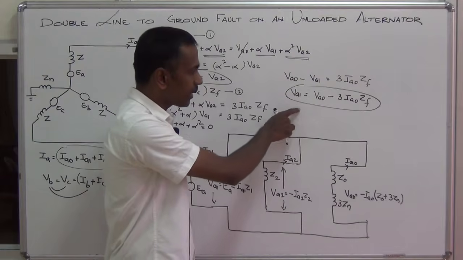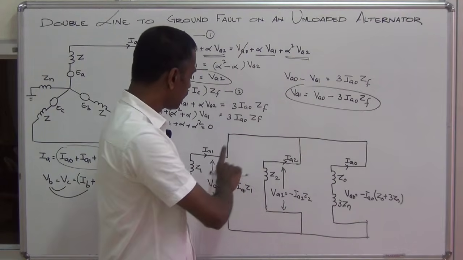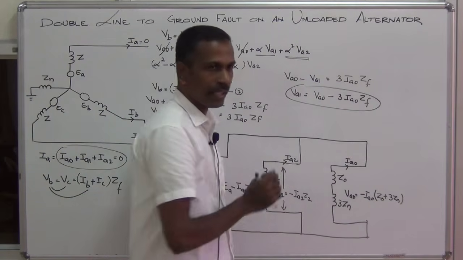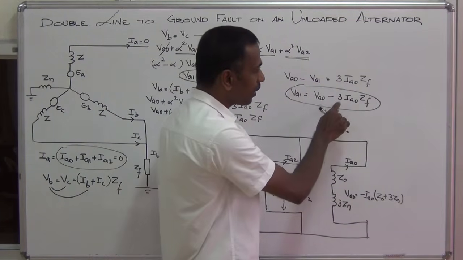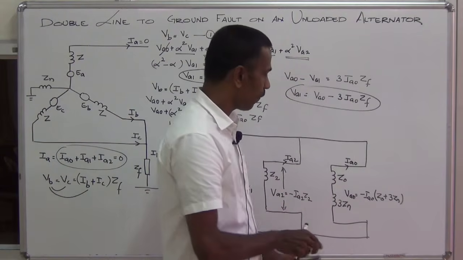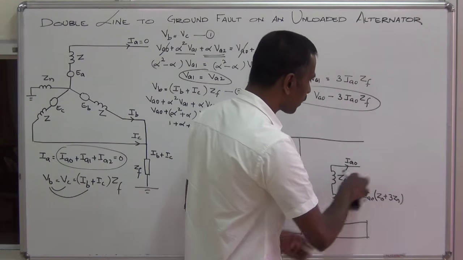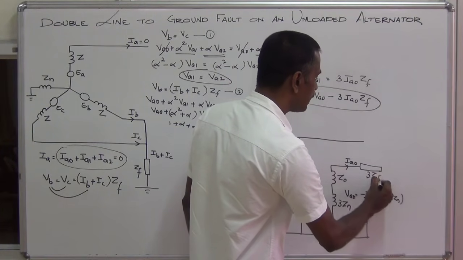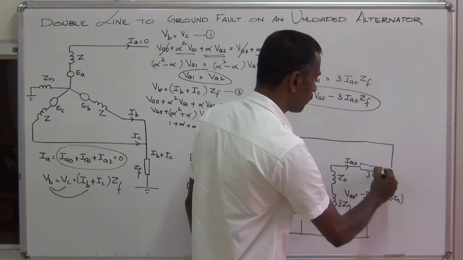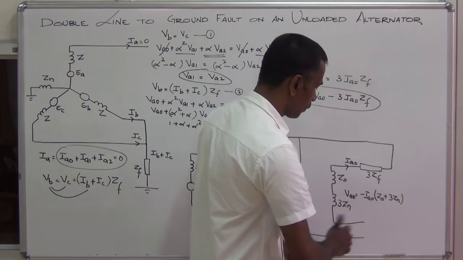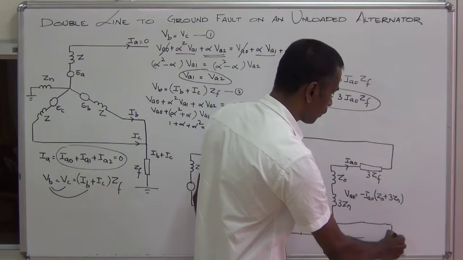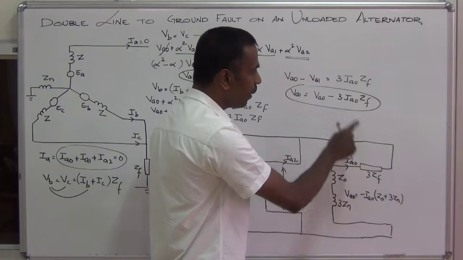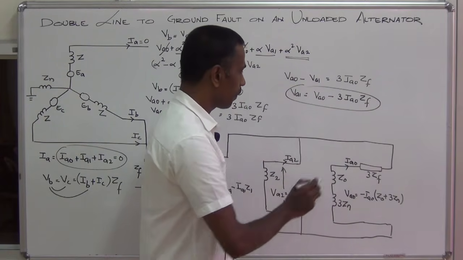Look at the second condition. VA1, the positive sequence voltage, equals the zero sequence voltage minus a drop. What is the drop here? 3 into IA0 into ZF. So the drop should be marked as 3 ZF. Here the current is IA0, so this drop will be 3 IA0 ZF.